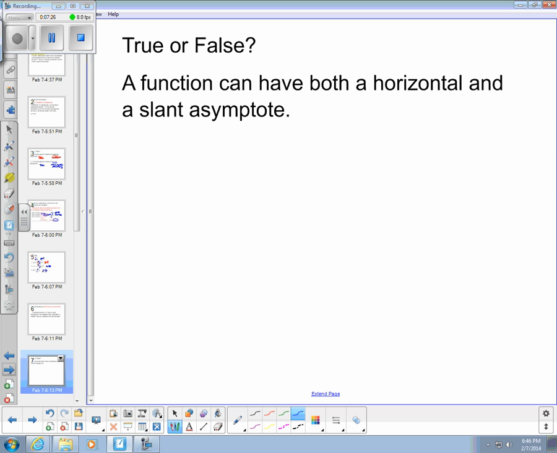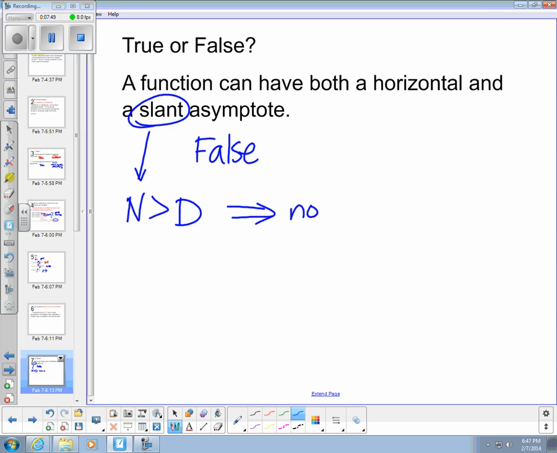Okay, so true or false? Can a function have both a horizontal and a slant asymptote? Well, I hope you answered false, because remember we just said a slant asymptote occurs when the numerator degree is larger than the denominator. And if you look back at your rules for horizontal asymptotes, if it's top heavy, there is no horizontal asymptote. So a graph can have either a slant or a horizontal asymptote. It cannot have both.